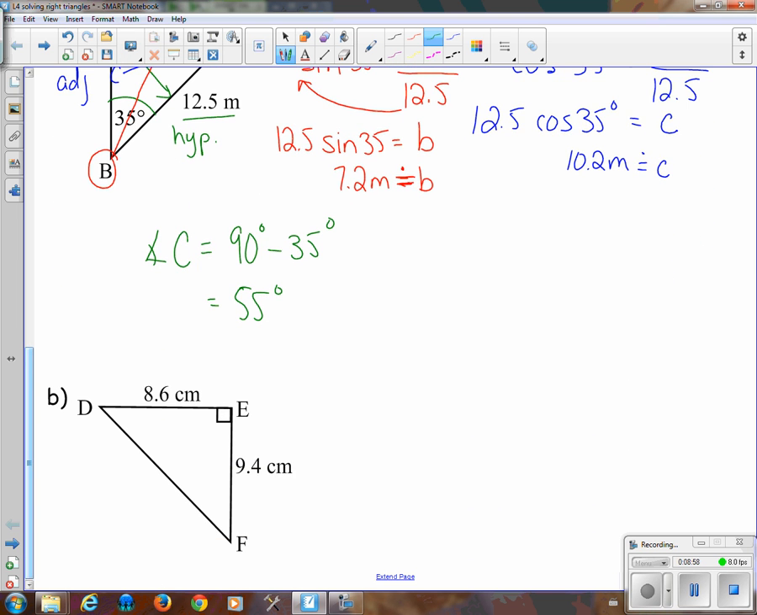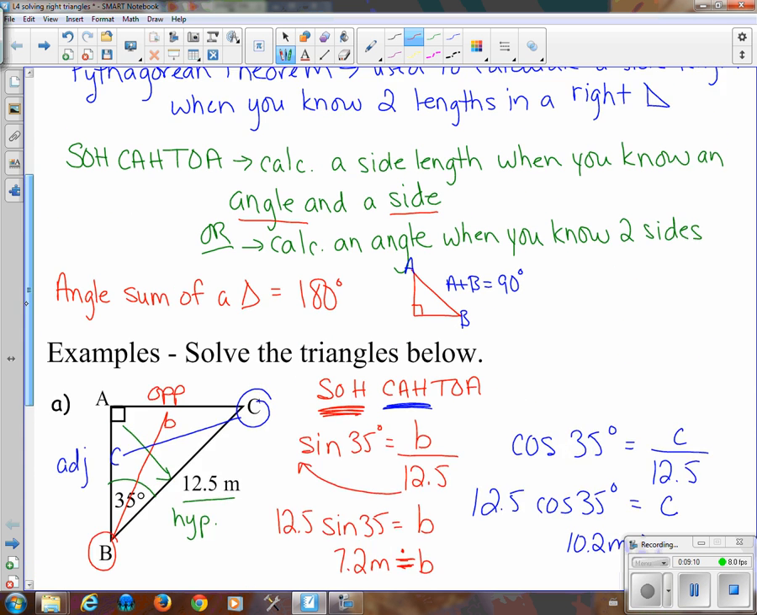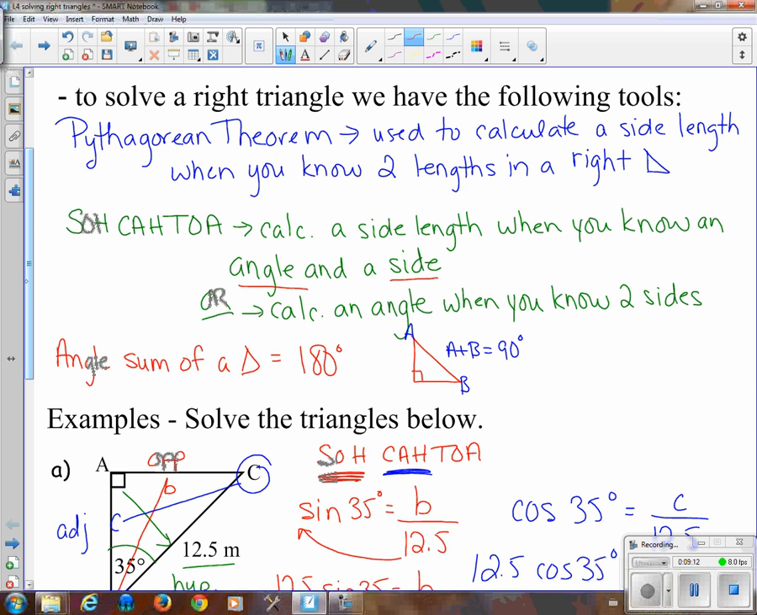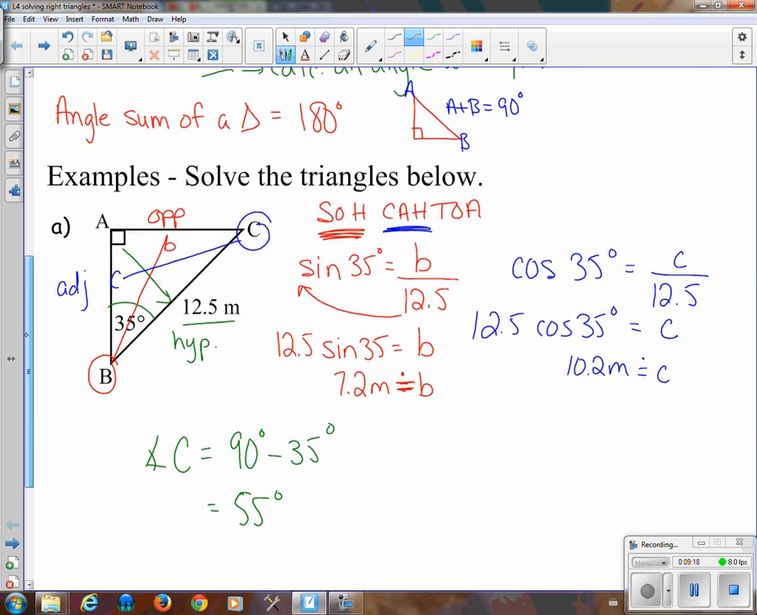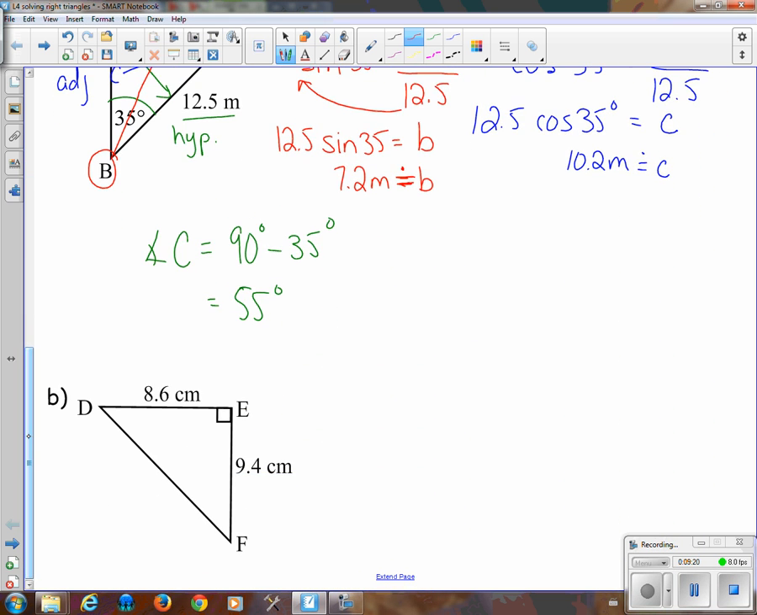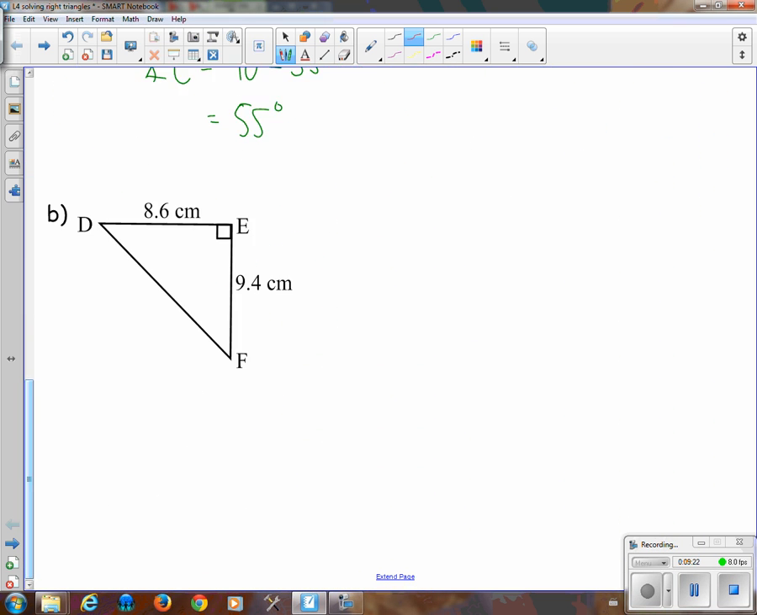Let's look at example B. Example B is a little bit different. It gives me two side lengths and no angles. If I look back at my list of options for solving, the only one that says to use two side lengths is Pythagorean theorem. So I have to go to my question B and use Pythagorean theorem to figure out the missing side.